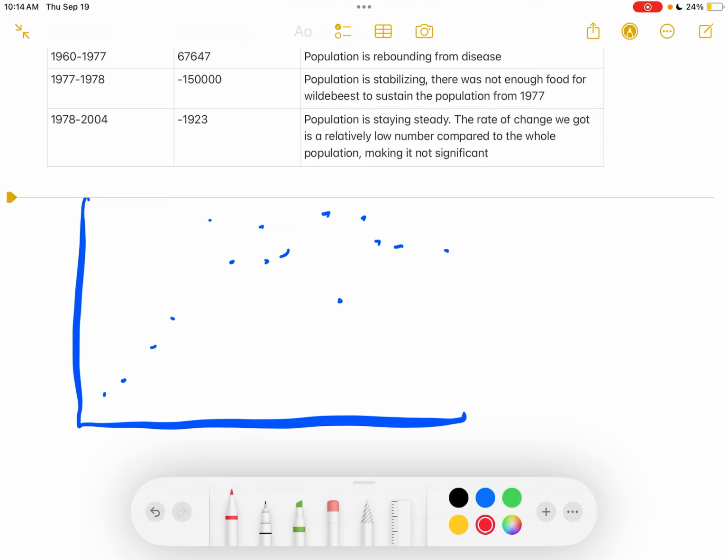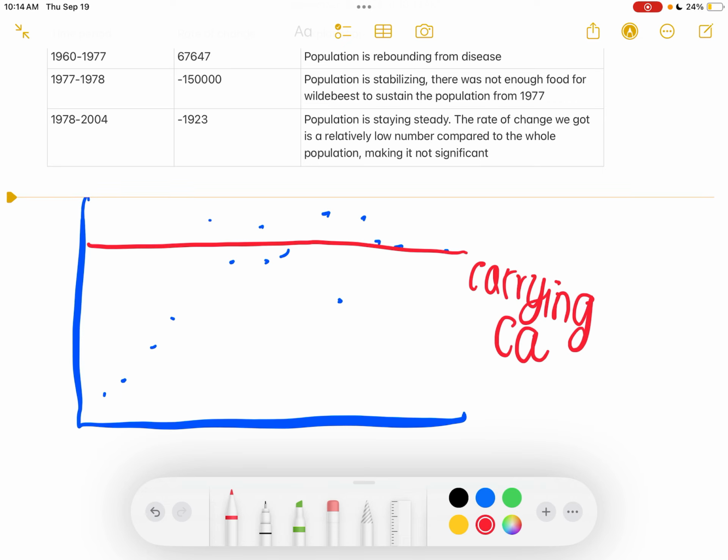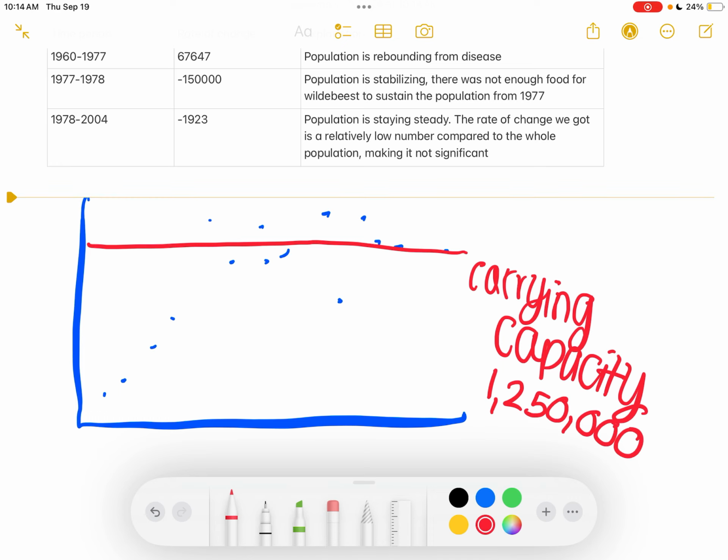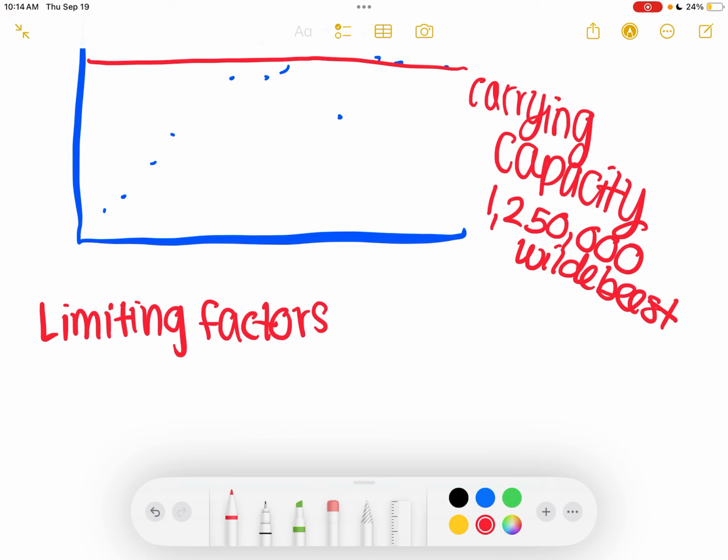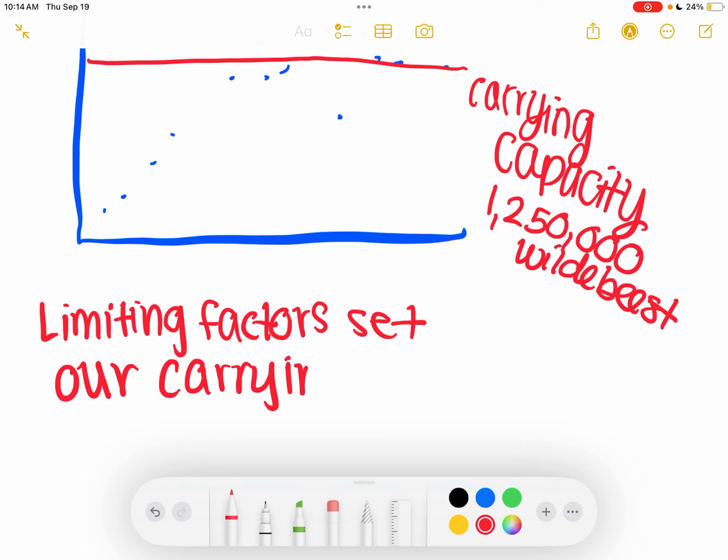Because we have limiting factors, we have this thing called a carrying capacity. And in our graph, carrying capacity was around 1,250,000 wildebeest. So therefore, we can say our limiting factors set our carrying capacity.